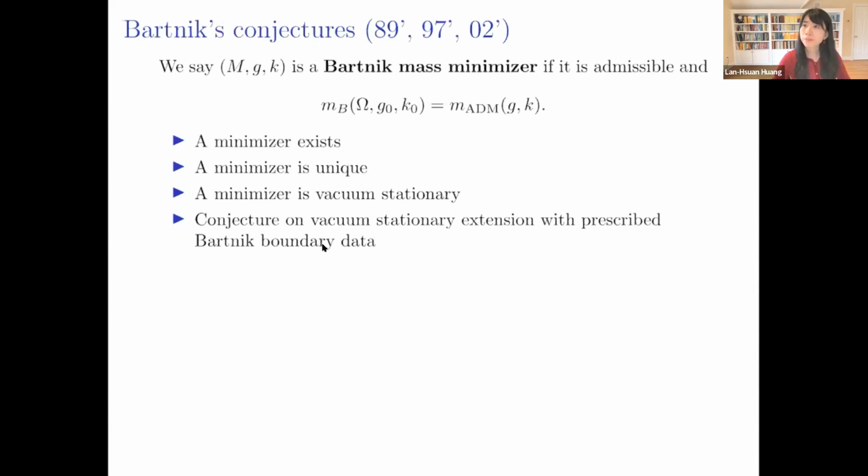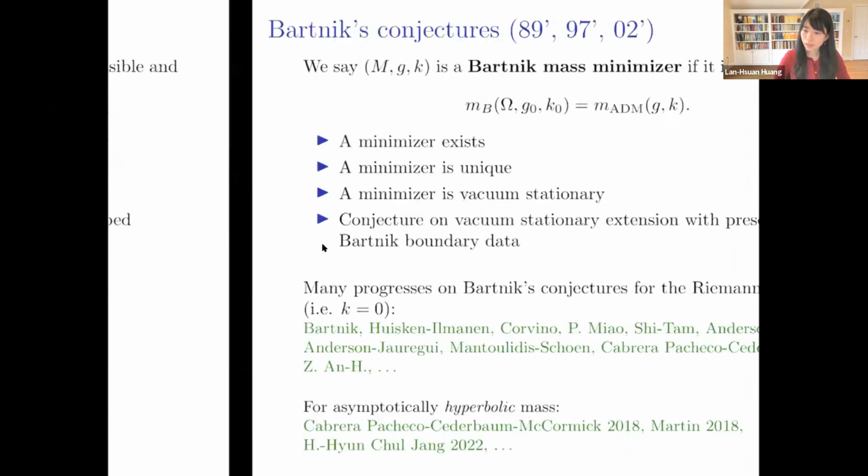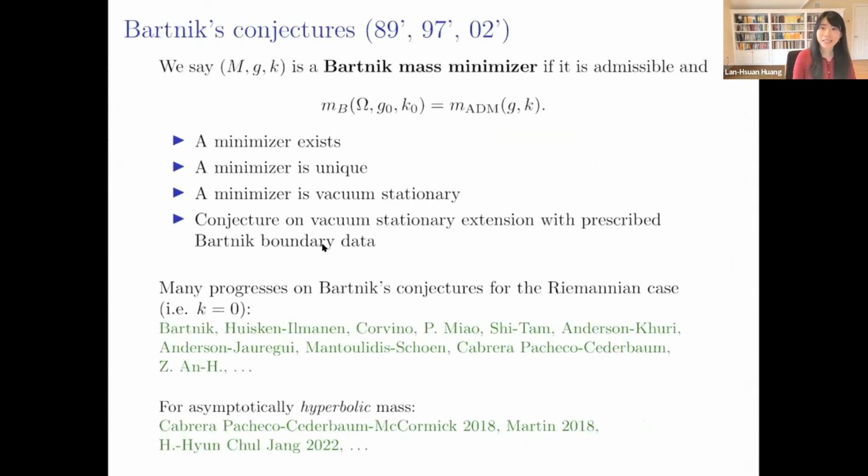So there are many progress for the Riemannian case. The Riemannian case will assume K here is 0 for the compact set, and then you restrict over the admissible family, also with 0K, and the dominant energy condition becomes scalar curvature to be non-negative.